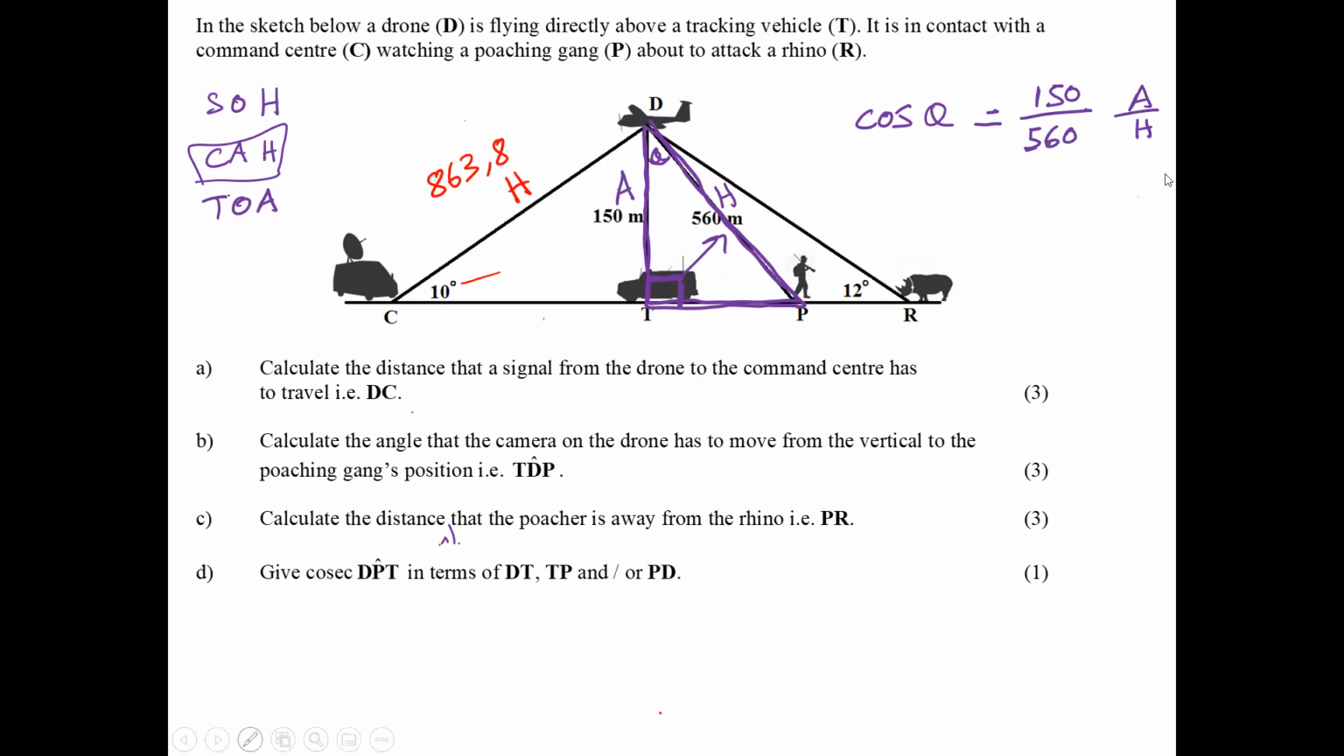So now we are finding an angle. If ever you are finding an angle, there is only one way that you can get rid of cos, and that is to use shift on your calculator. So you will have to type shift cos 150 over 560. Calculators out. I can open my calculator and share it on the screen, but I think your teacher must have shown you how to use shift. Shift cos 150 over 560. Can I have an answer?